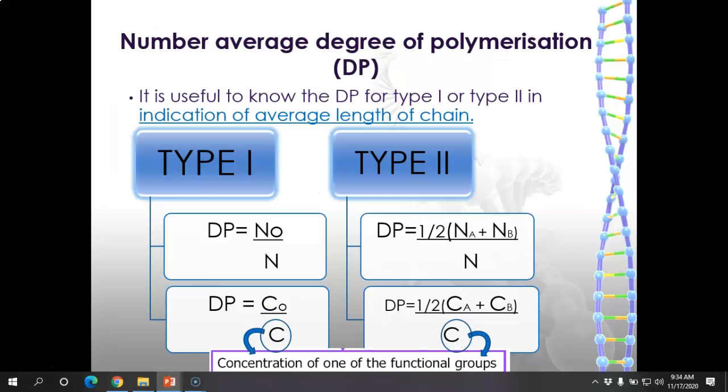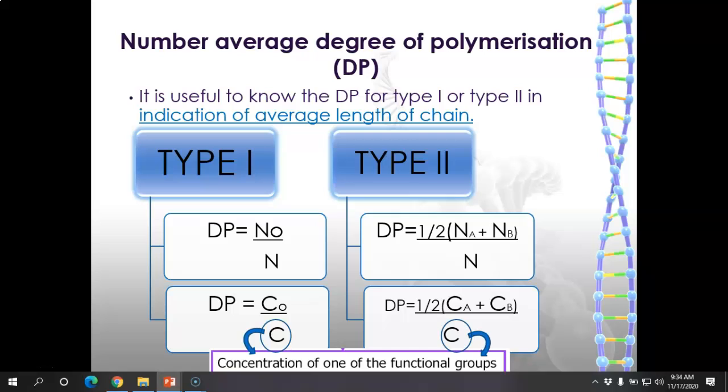This is part 2 for the chapter on polymerization, and this is step growth polymerization. Now we look at the relation between the chain length and the extent of the reaction. First, we get to know the number average degree of polymerization, which is DP.